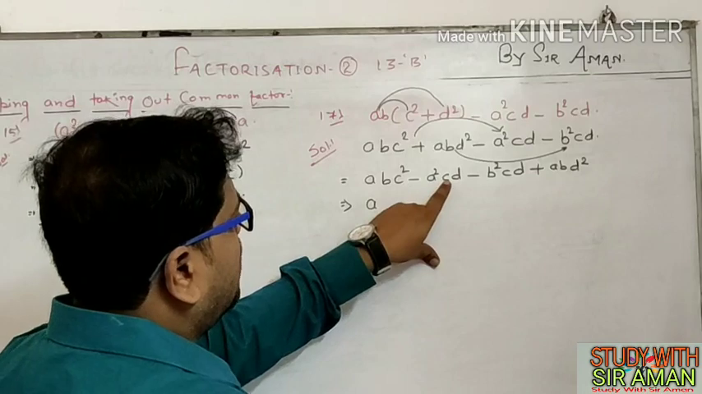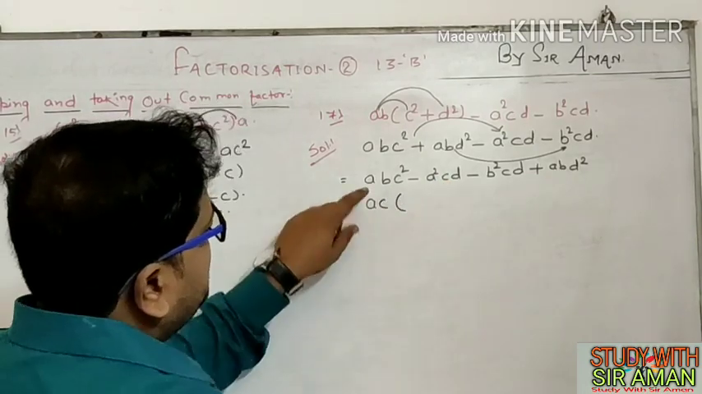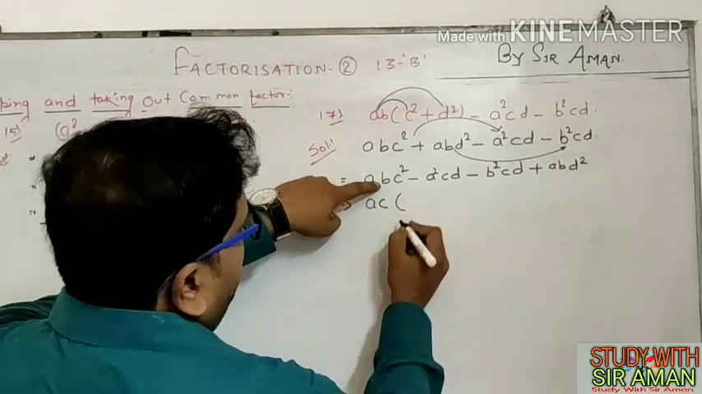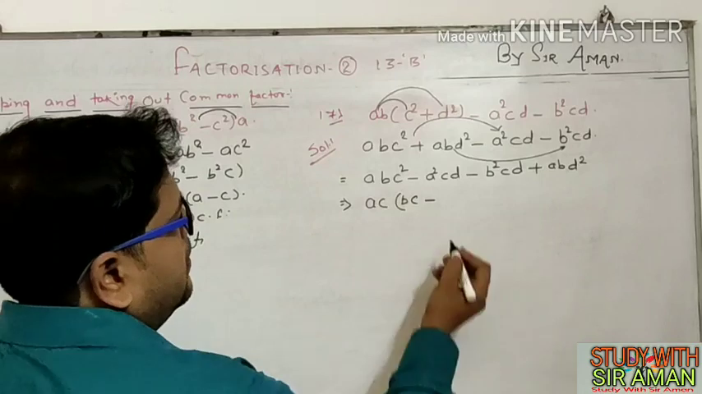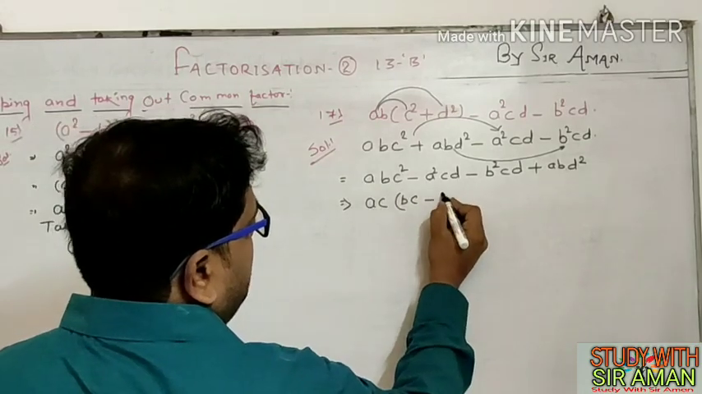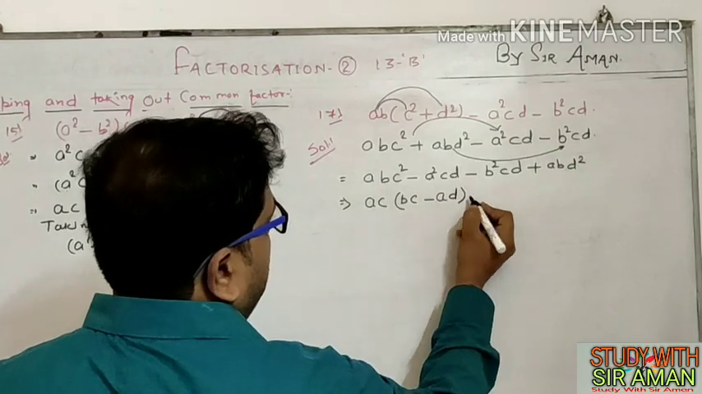Then here is b, not b. Here is c, here is c. We can write here c is common. What is left here? a we have taken, b we have not taken, one c we have taken, so one c is left. Minus a², one a we have taken here. What is here? a. c we have taken. What is left here? d.